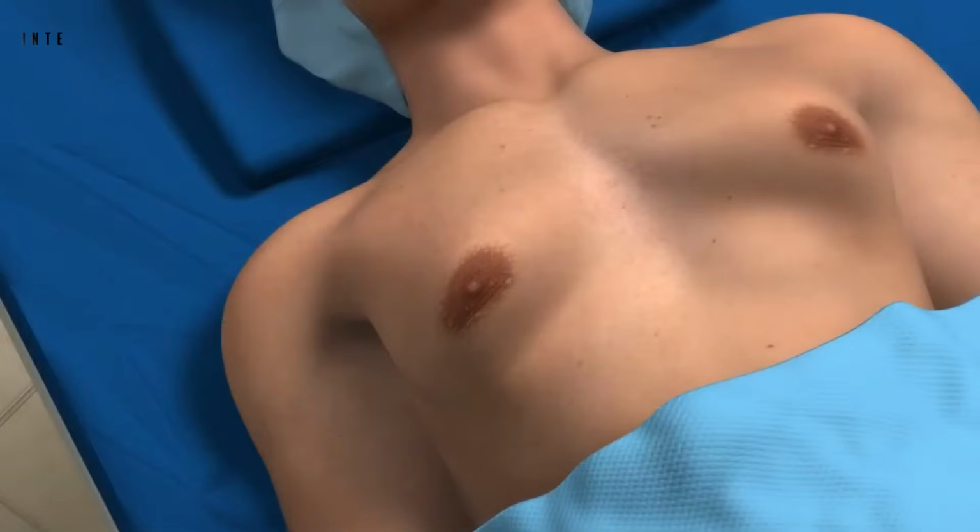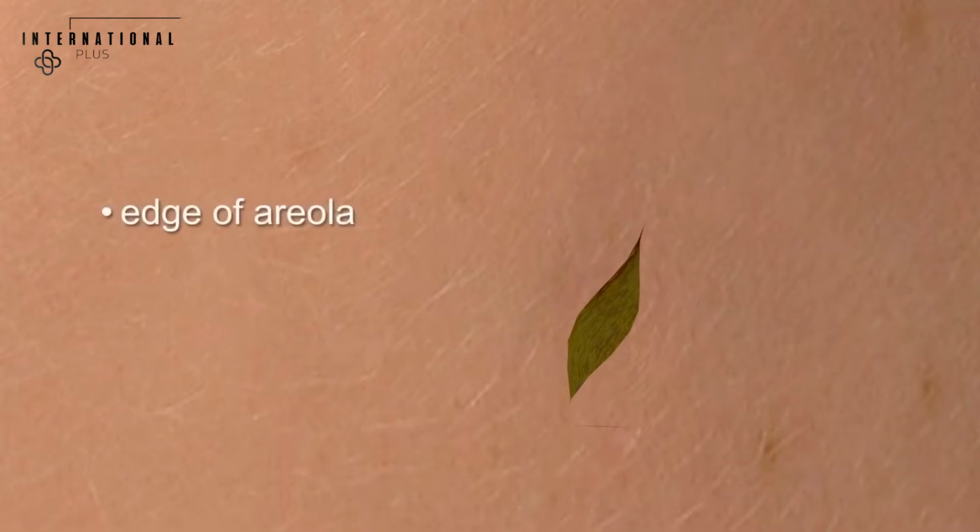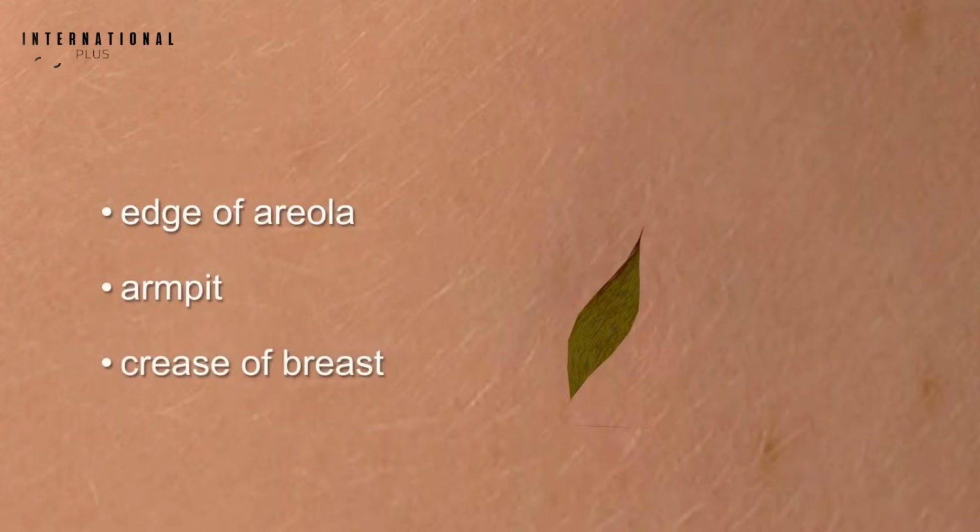Your surgeon will make a small incision. Depending upon your specific condition and your surgeon's preference, the incisions may be located at the edge of your areola, in your armpit, or in the crease of your breast.